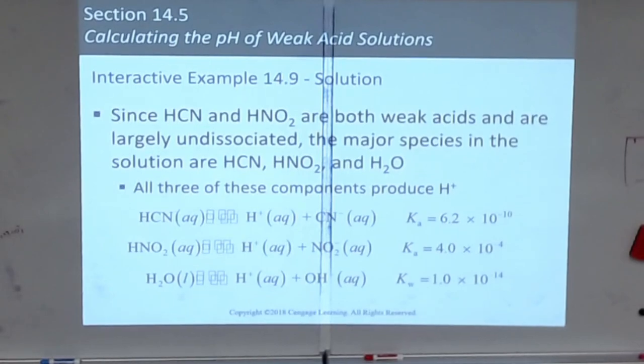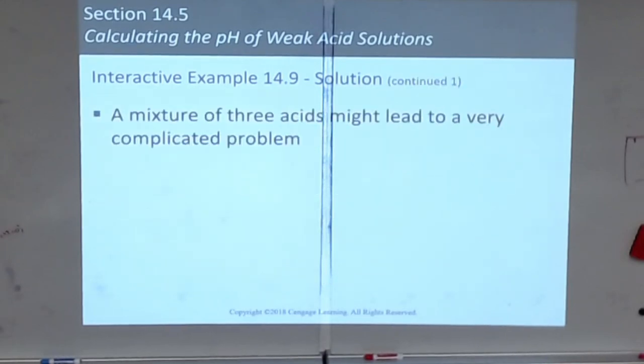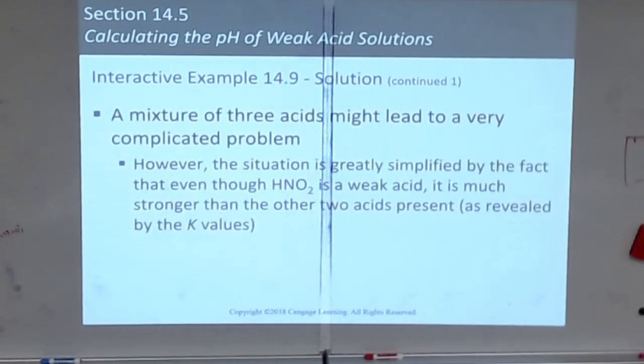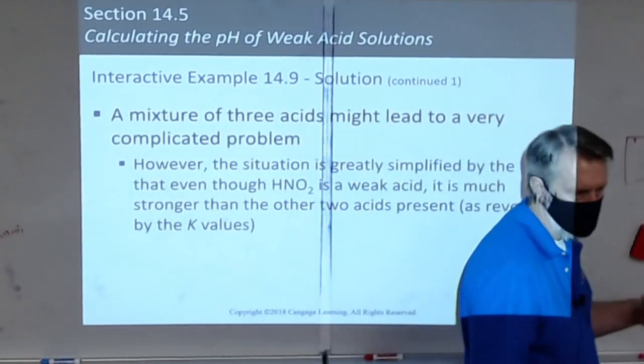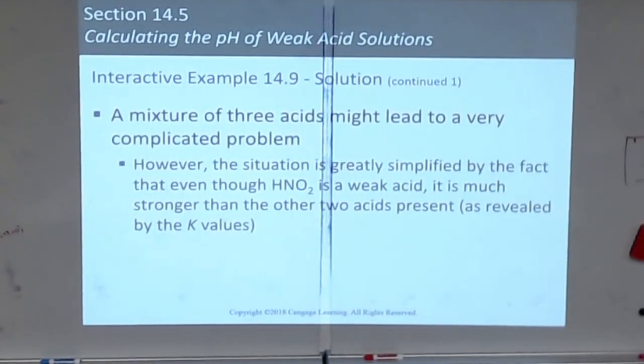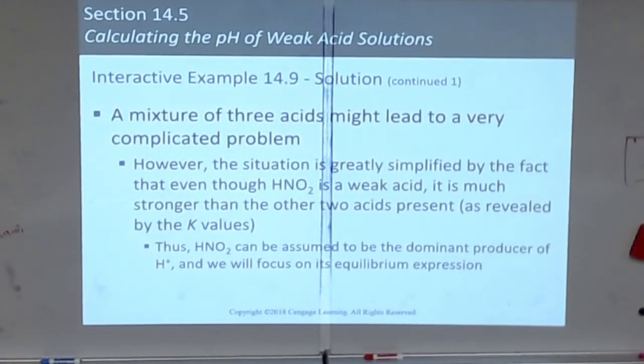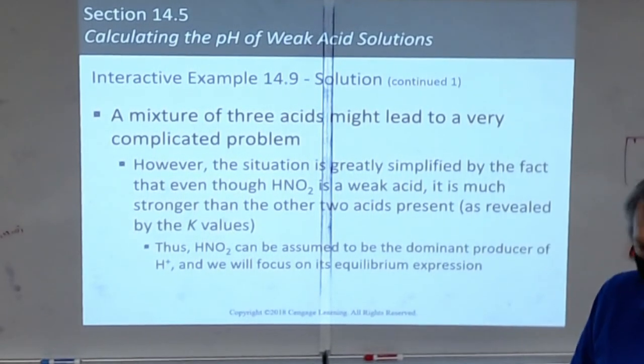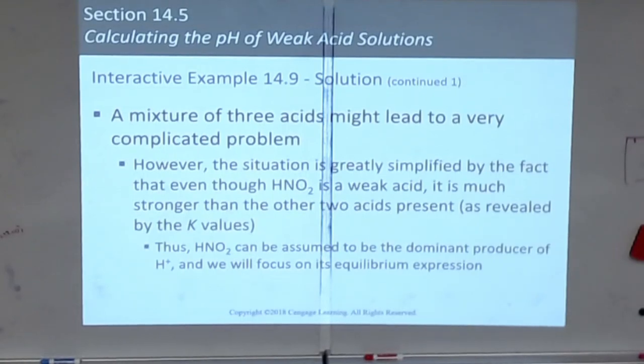So based on this, who's going to dominate? If I tried to do all three of these at once, it could be an issue. However, as we just pointed out, the nitrous acid is going to be the weak acid much stronger than the other two. And as far as I can remember, all of your problems are going to have one clear-cut winner, and you're going to go with that one. So we're going to just ignore the contributions of hydrogen ions from the other two. We're simply going to consider the contribution of hydrogen ions from the nitrous acid.